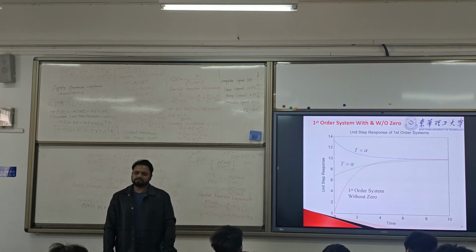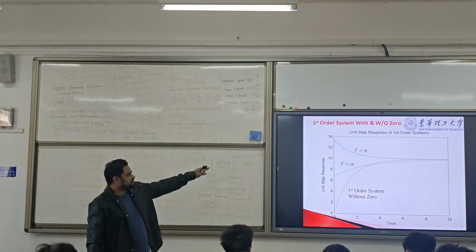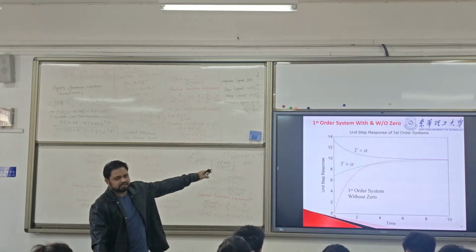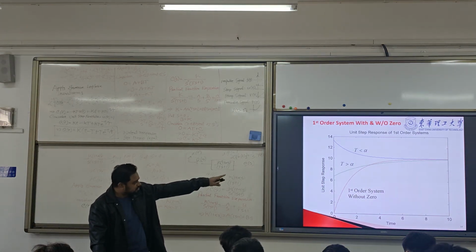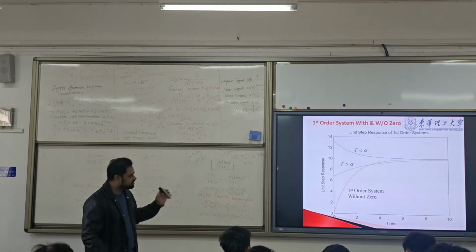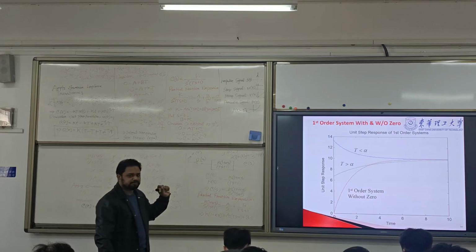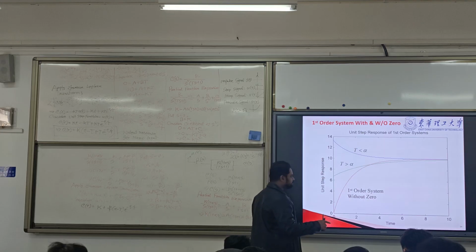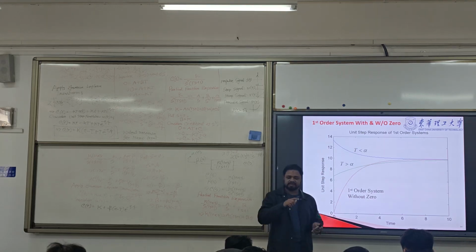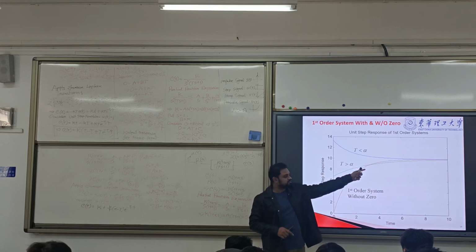If there is a 0 in your first order system, the system behaves like this. If there is no 0, the system will behave like this. But you see, all the time the system is reaching this point, which is 10. All the time, because the gain value is the same. K by Ts plus 1, here k is 10. Here also k is 10. So all the time the system is reaching 10.